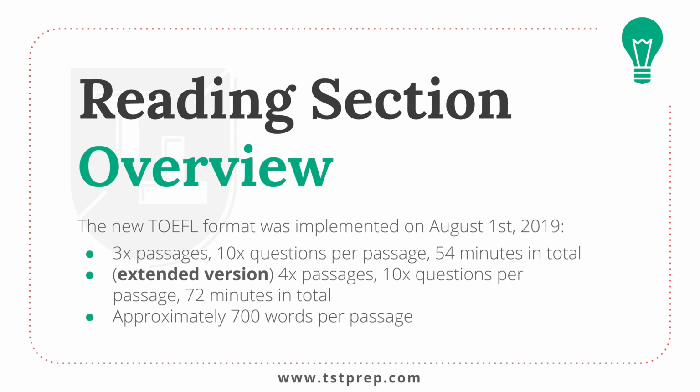So, August 1st, 2019, the TOEFL test changed a little bit. There are 3 passages in the reading section, 10 questions per passage, and you have 54 minutes in total to complete it. Sometimes you will get what's called an extended version of the test. That's when you will have 4 passages instead of 3. One of the passages will not count to your final score. It's a kind of test passage. You don't know which one it is, so you have to just answer all of the questions in all of the passages to the best of your ability.